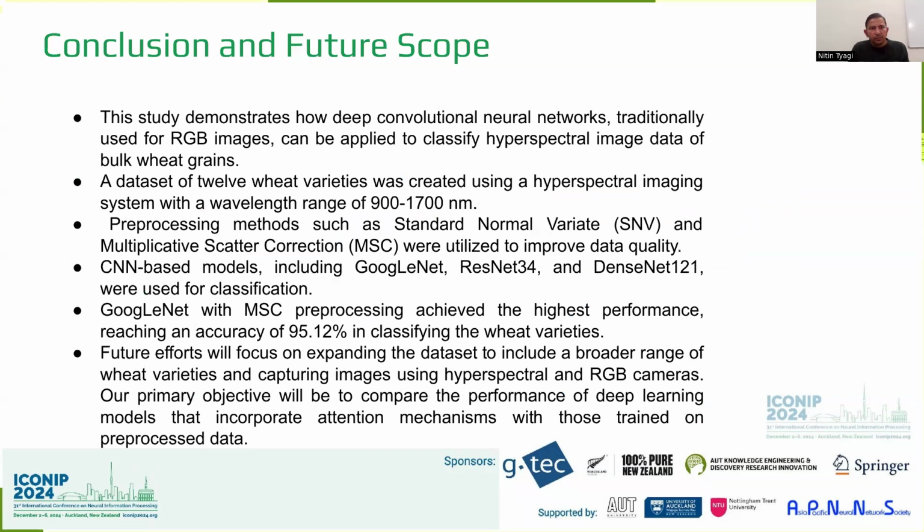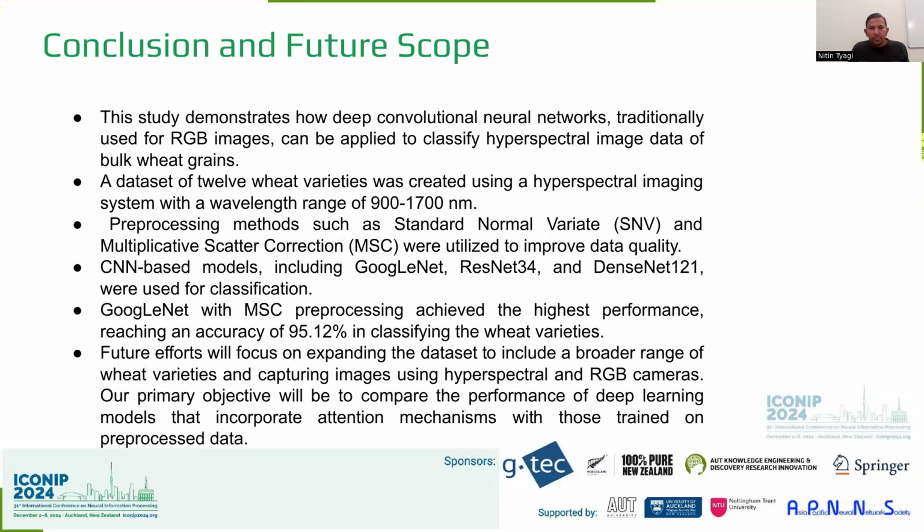Now the conclusion and future work. This study demonstrated how deep convolutional neural networks traditionally used for RGB images were applied for hyperspectral image classification. A dataset of 12 wheat varieties was captured using a hyperspectral imaging camera with a wavelength range of 900 to 1700 nanometers. We found the results of two kinds of data: pre-processed data and raw data, and we used two pre-processing techniques, SNV and MSC. The CNN-based models, including GoogleNet, ResNet 34, and DenseNet 121, were used for the classification task, and GoogleNet with the MSC pre-processing technique achieved the highest accuracy of 95.12%.